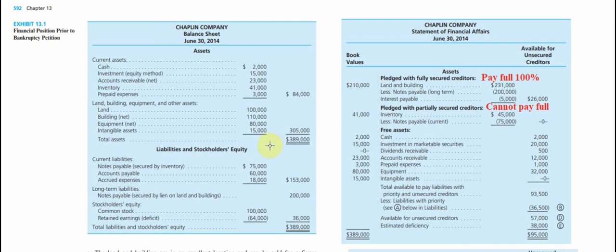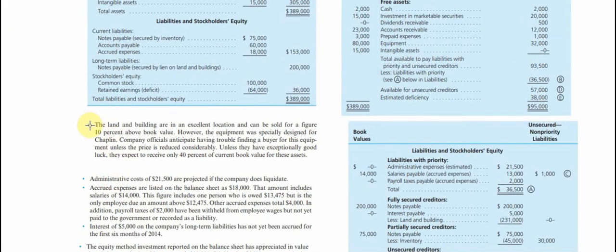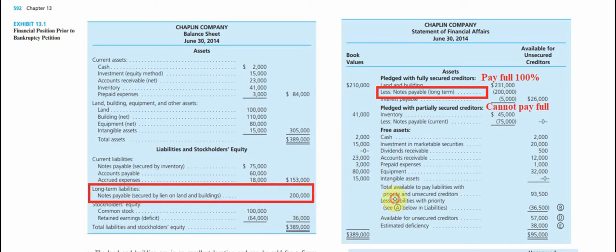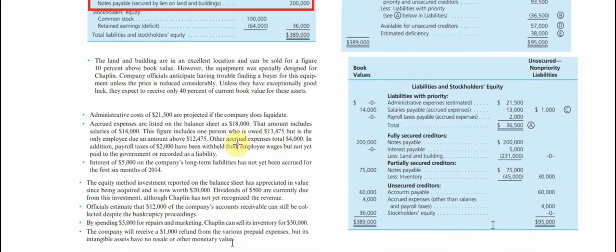210,000. But the question says the plan can pay about 10% above book value, so when we have 210, we multiply by 1.1, and we get 231. Then we minus the notes payable, long term, because land and building is long term, so notes payable long term we will minus together, and we have interest payable. That's in the question, they provide it.